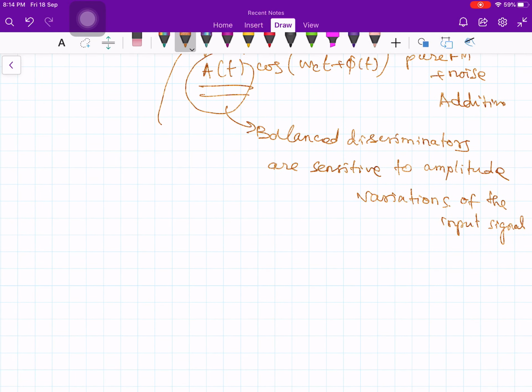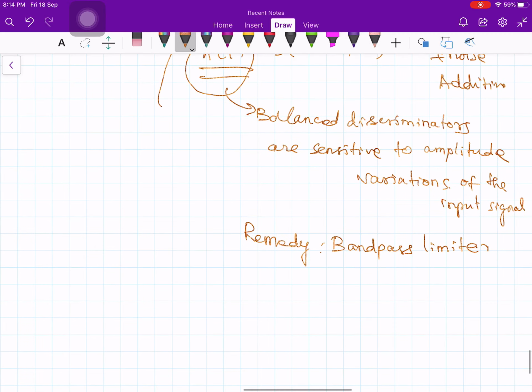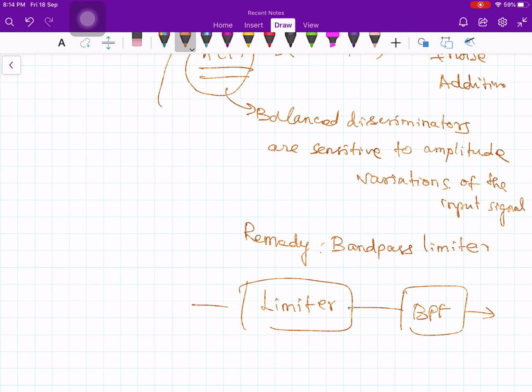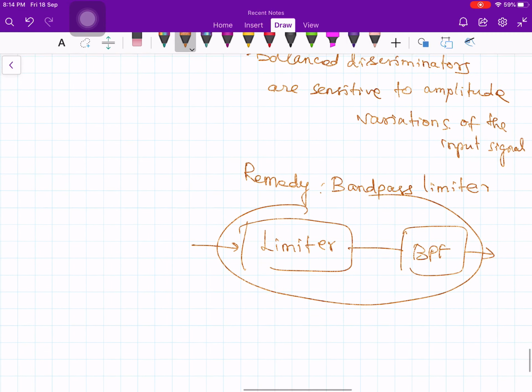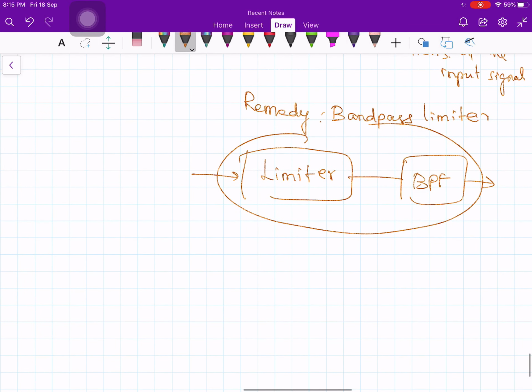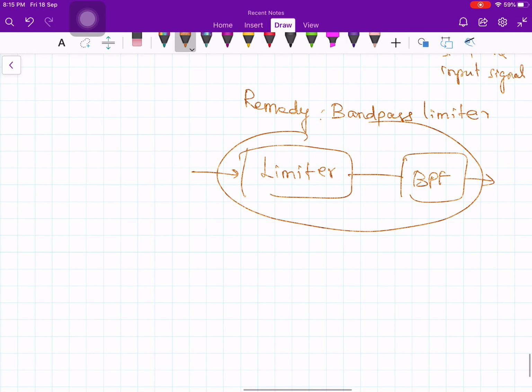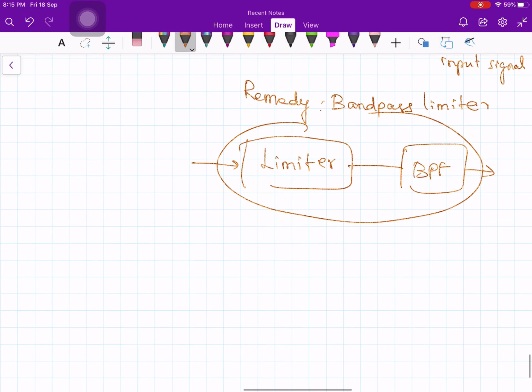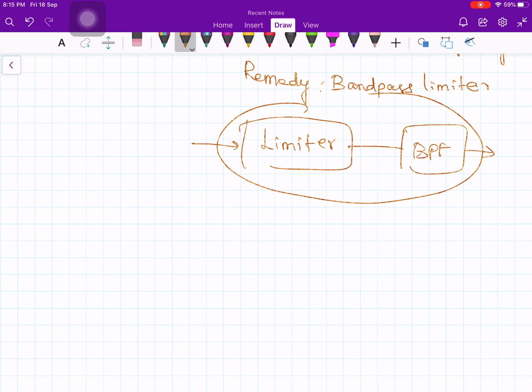Therefore what is the remedy? Put a bandpass limiter. Bandpass limiter means what? You have a hard limiter followed by a bandpass filter. These two blocks together are called a bandpass limiter. In one of the lectures I gave you an intuitive feel of how the bandpass limiter works and what it does. Now let us develop a slightly better understanding of that.